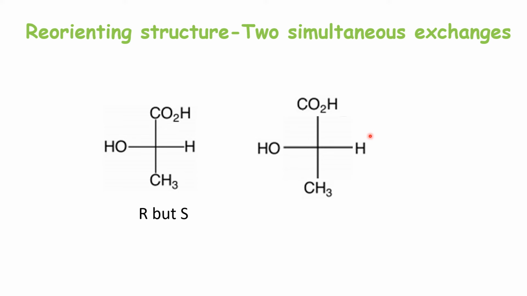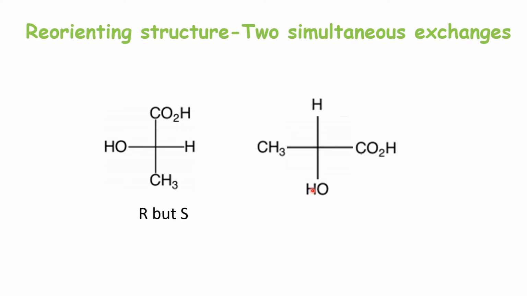You need to reorient this structure so as to bring this hydrogen to the vertical line. So how can we do that? We need to exchange it with some other group. So if you are exchanging it with the COOH group, you need to also exchange these two. Then only your configuration will come correct. So there should be 2 simultaneous exchanges. You can bring COOH down and hydrogen up. Similarly, you will exchange them.